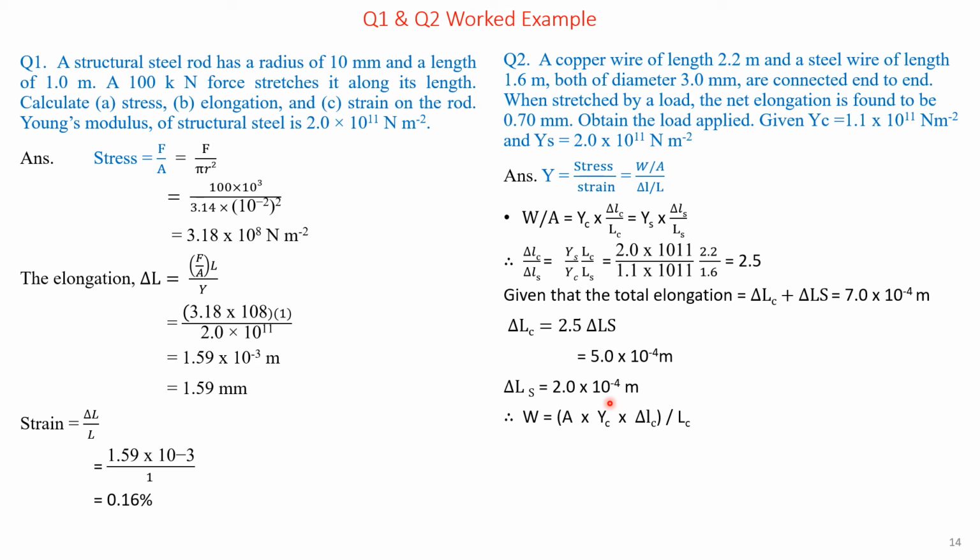Therefore, W is equal to A into Yc into delta Lc divided by Lc. Substituting the values, we get W as 1.8 × 10^2 newtons. That is the answer.